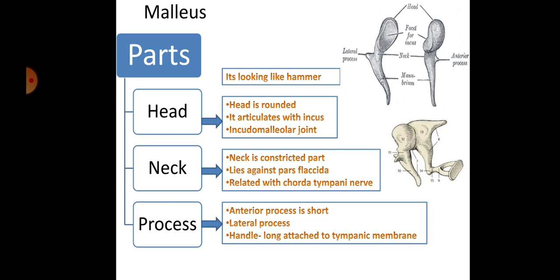And next is the processes. It consists of two small processes, one is the lateral process and another one is the anterior process. Both are small, but one is a long process called the handle of the malleus. This handle is attached to the tympanic membrane, and the tip of the handle is attached to the umbo of the tympanic membrane. What is the umbo? The umbo is the maximum convexity of the tympanic membrane, present on the medial or internal surface.